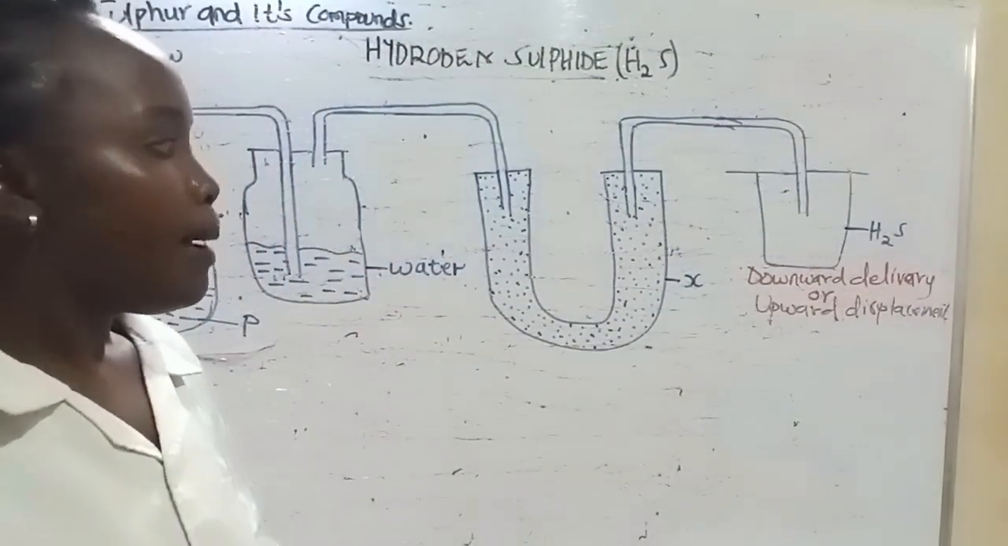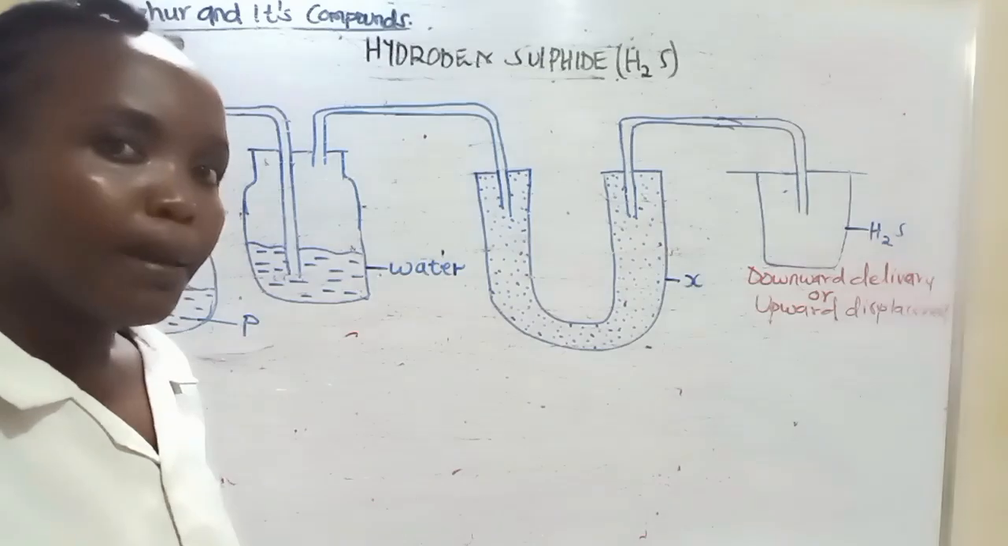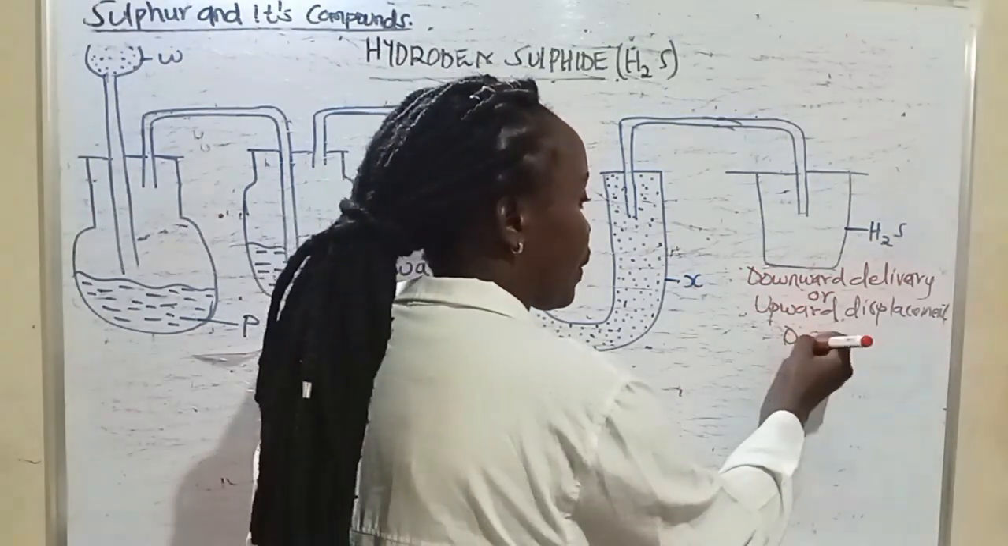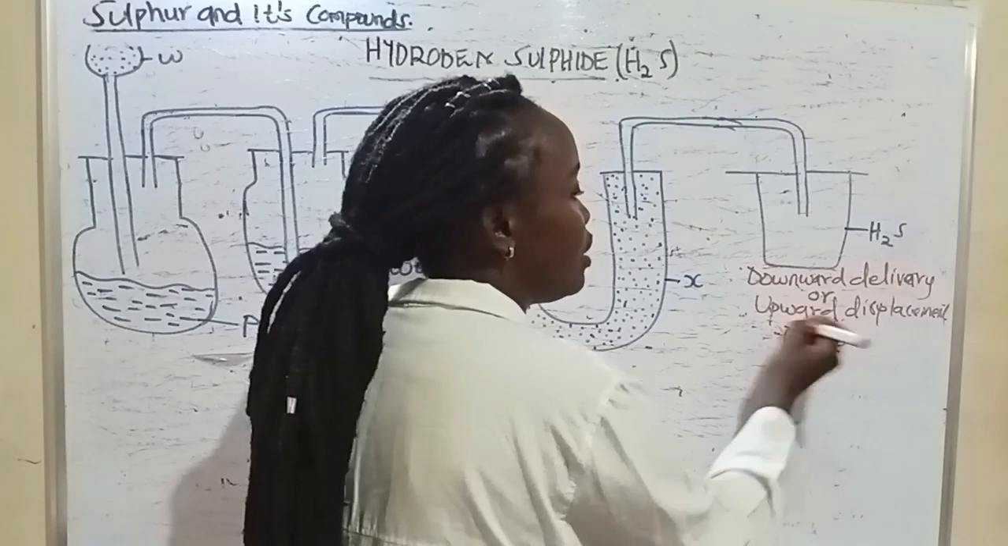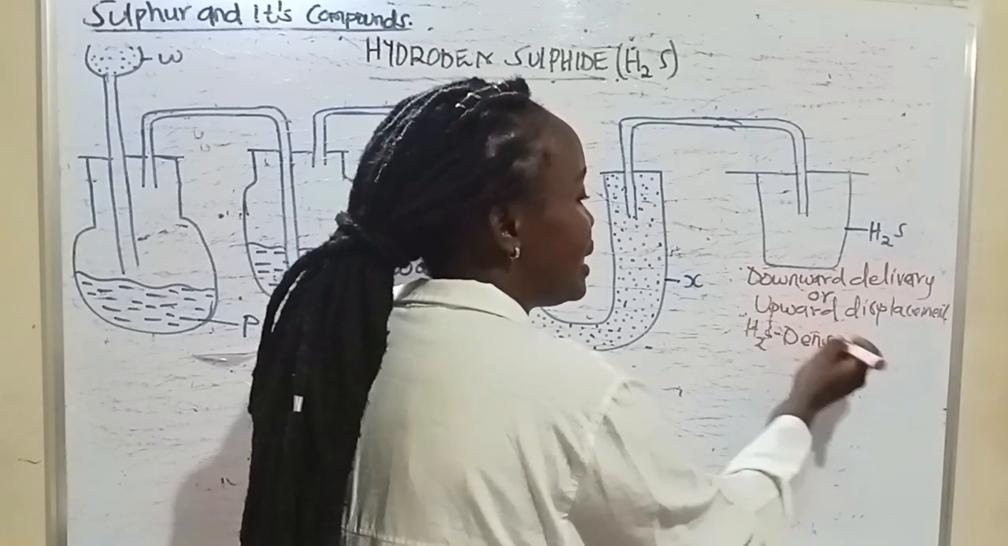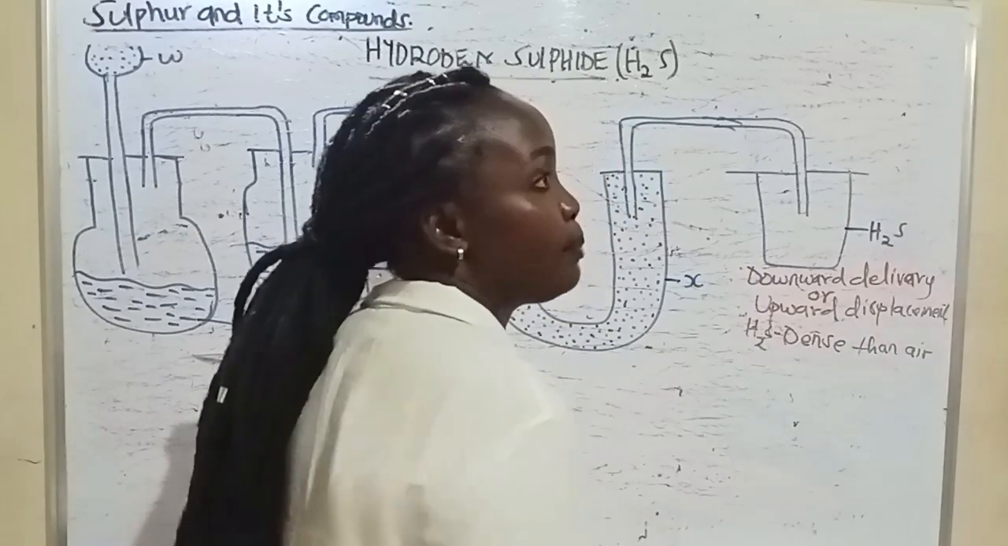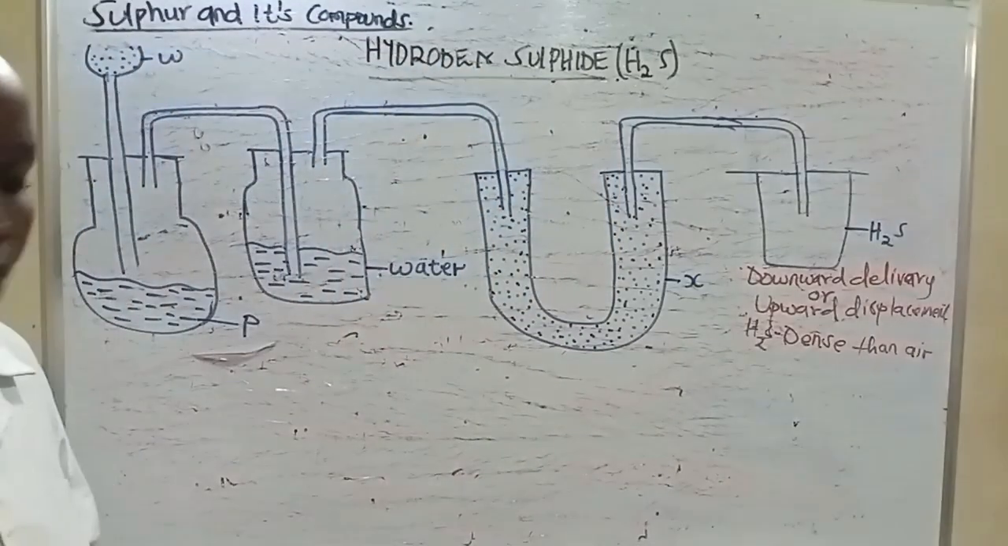This method of collection of our hydrogen sulfide gas is due to the characteristic of hydrogen sulfide being denser than air. So another property of hydrogen sulfide is that it is denser than air. Up to there, I believe we are okay.